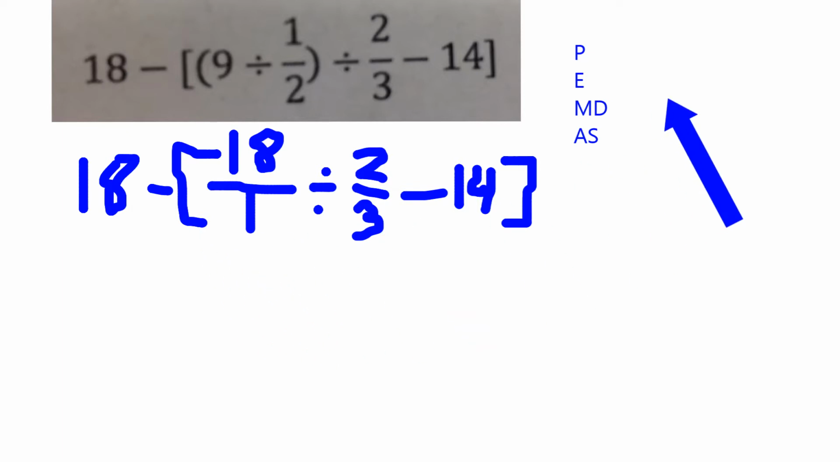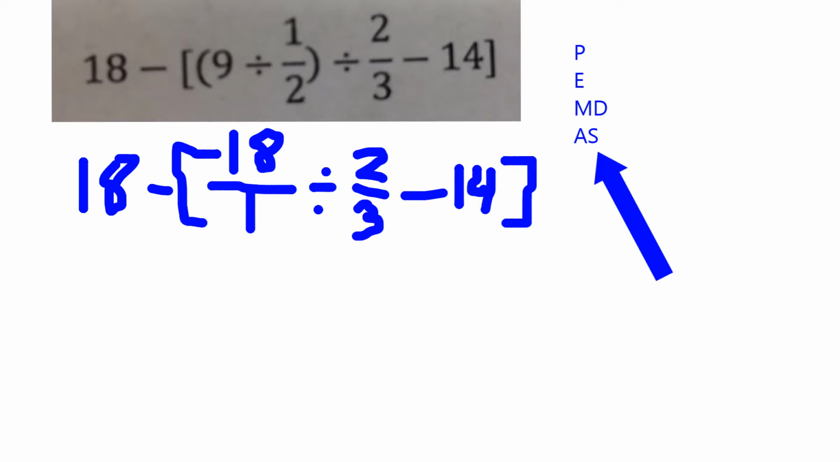All right. Inside there, though, we have two different operations. We have division and subtraction. So the question is, which one do we do first? Well, according to the order of operations, division, which is part of the multiplication and division, comes before the addition and the subtraction. So we are actually going to start with the division problem.